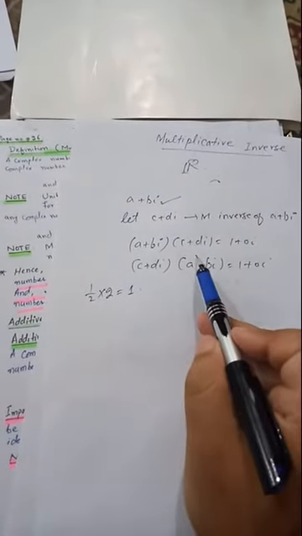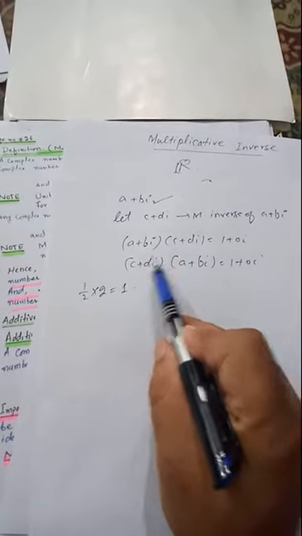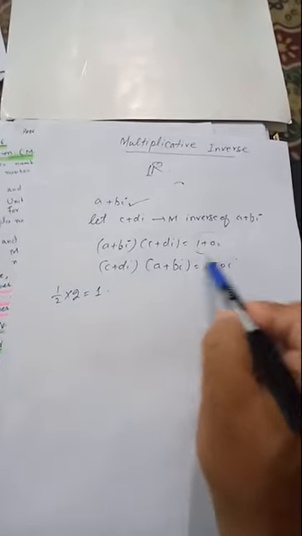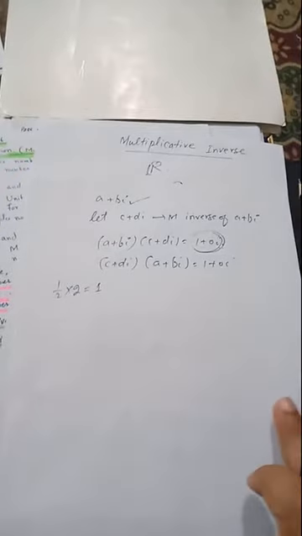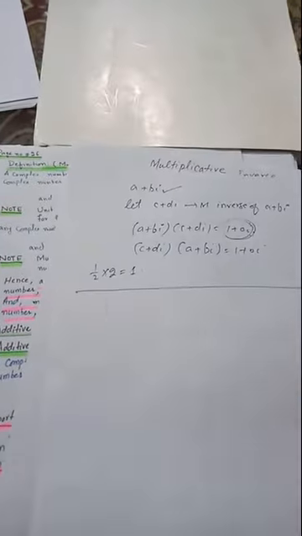So if c plus d iota is the multiplicative inverse of a plus b iota, then their multiplication must give the multiplicative identity. Now the question arises: what will be the complex number c plus d iota, which is the multiplicative inverse of the complex number a plus b iota? So now going towards the proof. This is very simple, but remember I am writing it in a formal way.